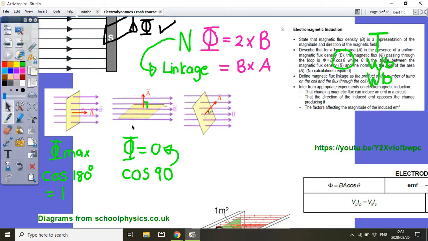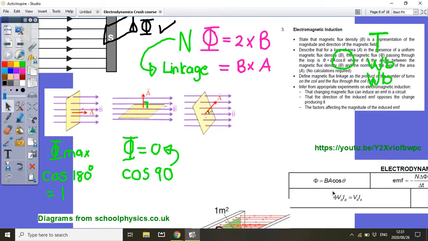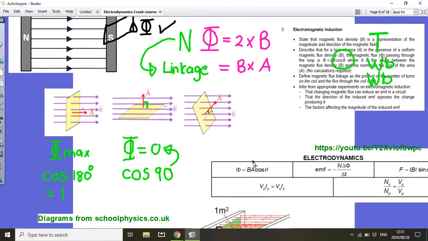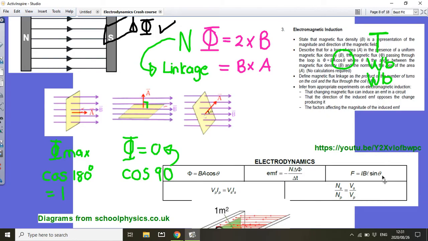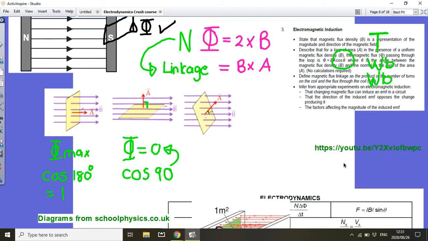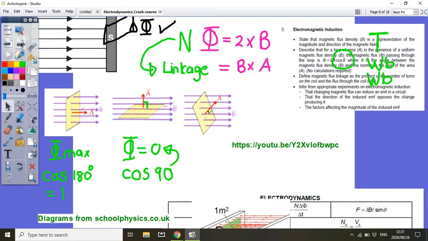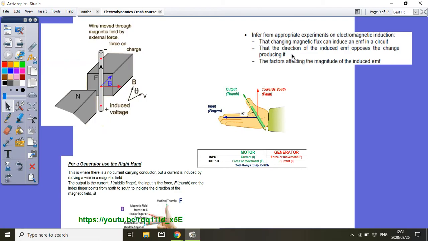These equations are given to you on your information sheet, the BA cos theta, and the F is BIL sine theta that we did earlier. They're all there. And if you want to look at this YouTube video, it also explains this quite nicely. But now we need to move on. We need to go and see, when is there a change in magnetic flux? So I'm going to move on.